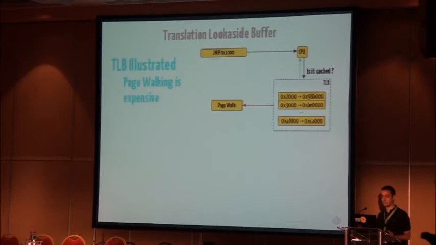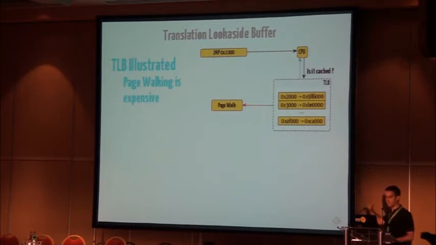First, I will start with a well-known one, the translation lookaside buffer. I think you know it. You will cache your virtual to physical address translation. So you want to jump to 1000. You will ask the CPU. The CPU will call the MMU. The MMU will look into the TLB. And if you have the mapping directly, it's returned. You have a fast TLB hit.